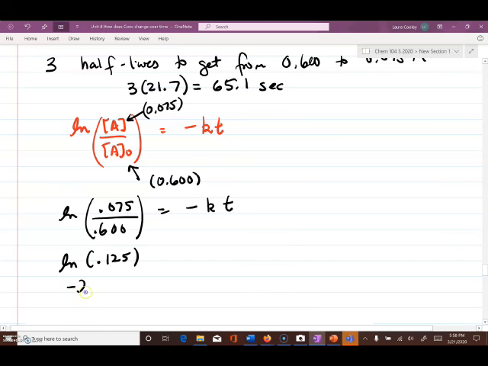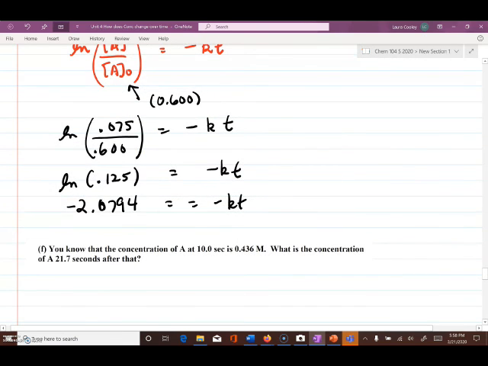negative 2.0794. I'm keeping a lot of figures. I don't want round off error. Is minus kt. So we know what k is. I'm going to divide both sides by minus k. So then the t will be, well, let's get rid of the negative signs. You can cancel them.